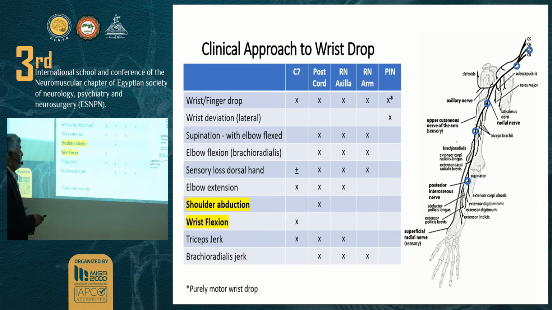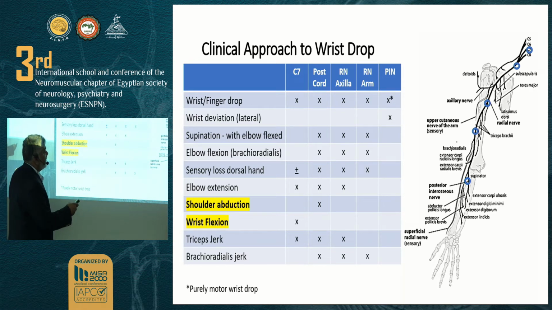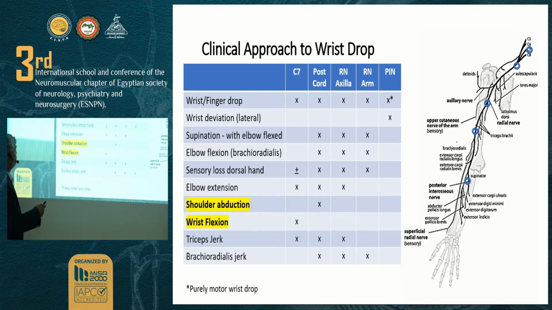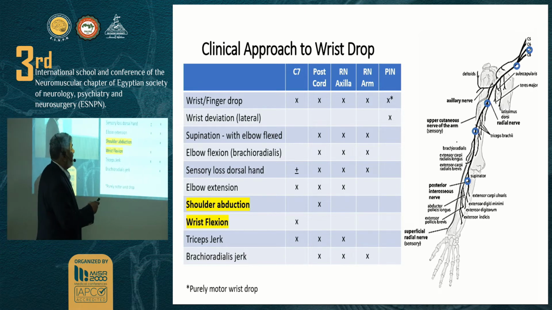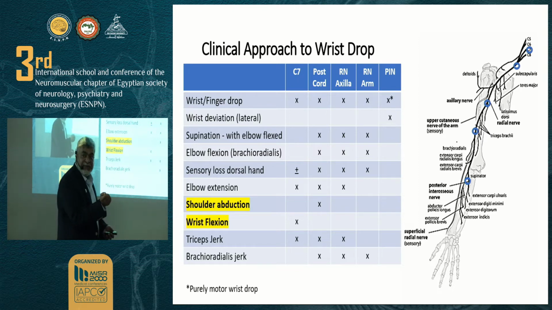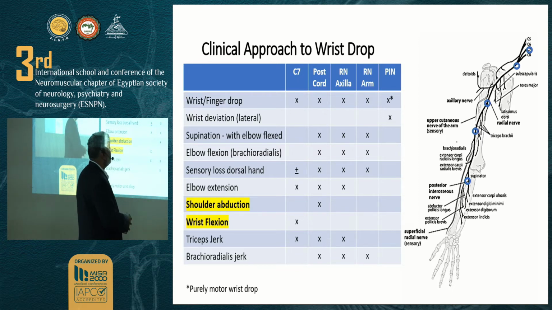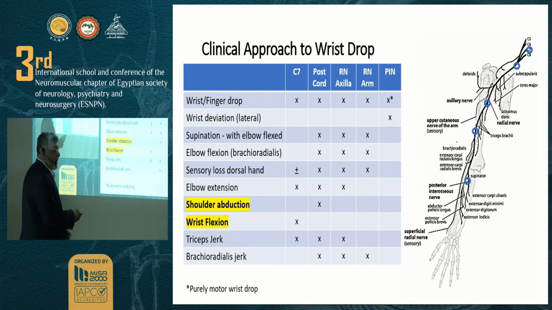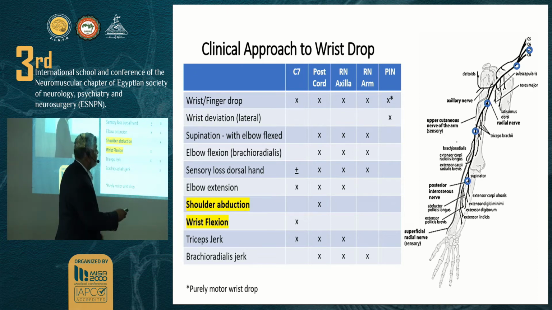So examination-wise, all of this will give you a wrist drop and finger drop. That's common to any site. Where the site of the lesion is depends on what your examination shows. If with radial deviation, along with wrist drop, that tells you that this branch is intact.